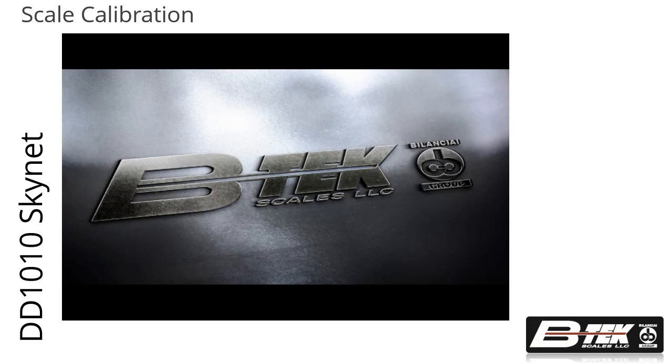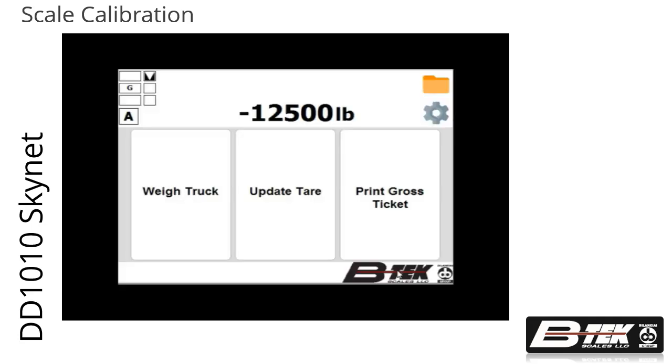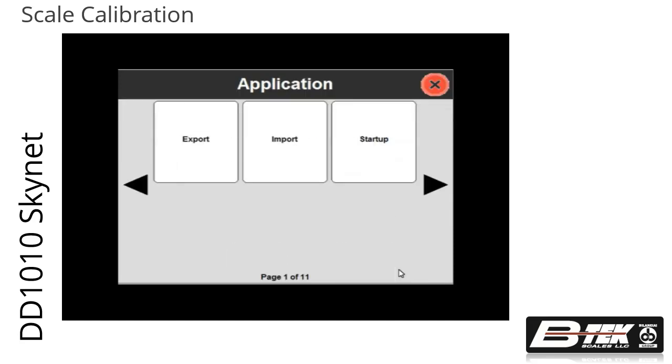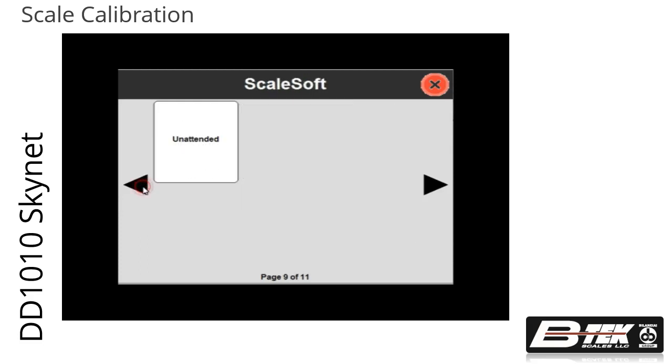Welcome to B-TEK Scales. This video is going to demonstrate calibrating an analog DD series indicator. This will be a zero and span calibration. Start by pressing and holding the B-TEK button till it turns red. Enter the technician's password. Then we're going to scroll left 4 pages to page 8 of 11.